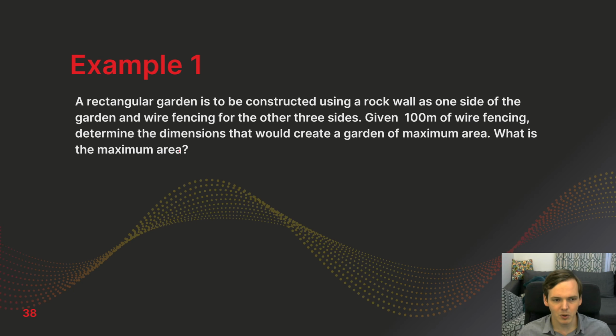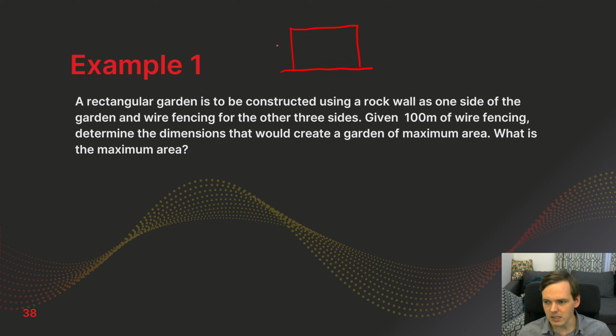So here's our example. A rectangular garden is to be constructed using rock wall as one side of the garden and wire fencing as the other three sides. Given 100 meters of wire fencing, determine the dimensions that would create a garden of maximum area. What is the maximum area? So in other words, we've got these three sides right here, and then a wall.